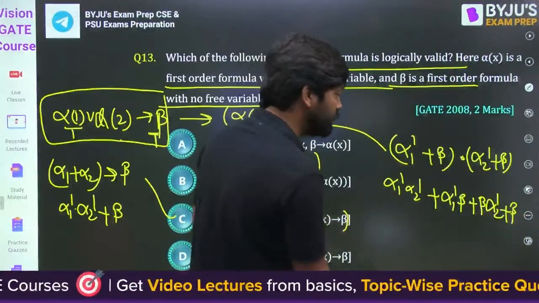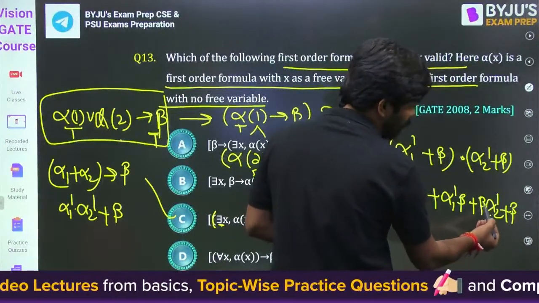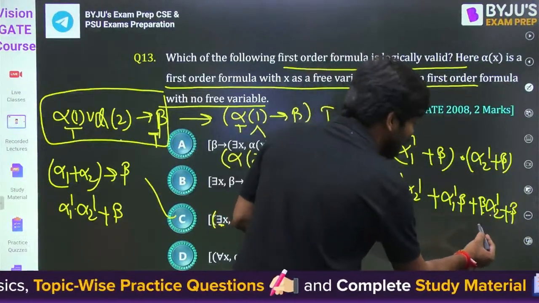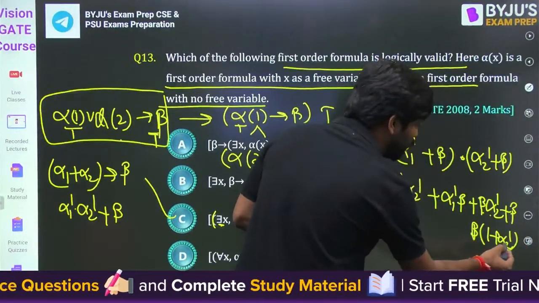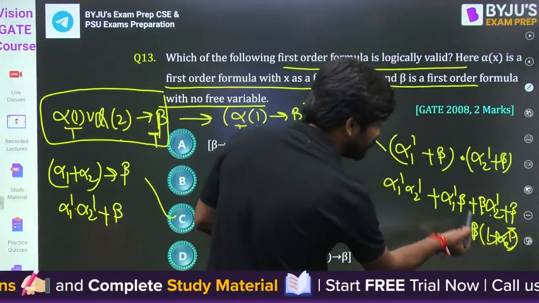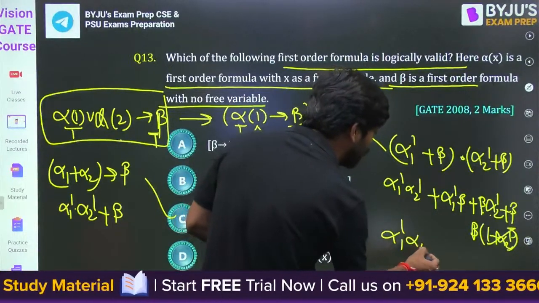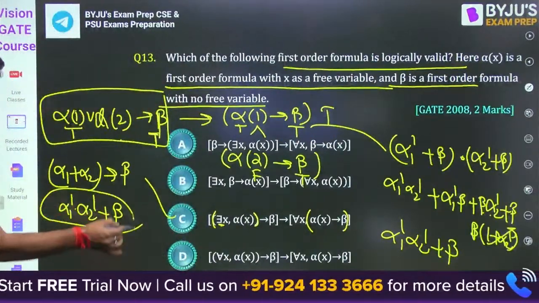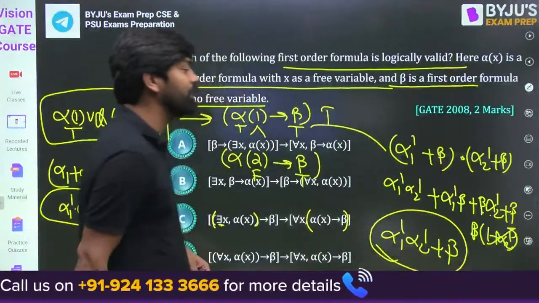Now you can simplify this. If you take beta common, then 1 plus alpha 2 bar is nothing but 1. So this is nothing but 1. Once again, if you take beta common, it is nothing but alpha 1 bar alpha 2 bar plus beta. So see here, alpha 1 bar plus alpha 2 bar plus beta. So C. Only in the case of C, it is coming the same.